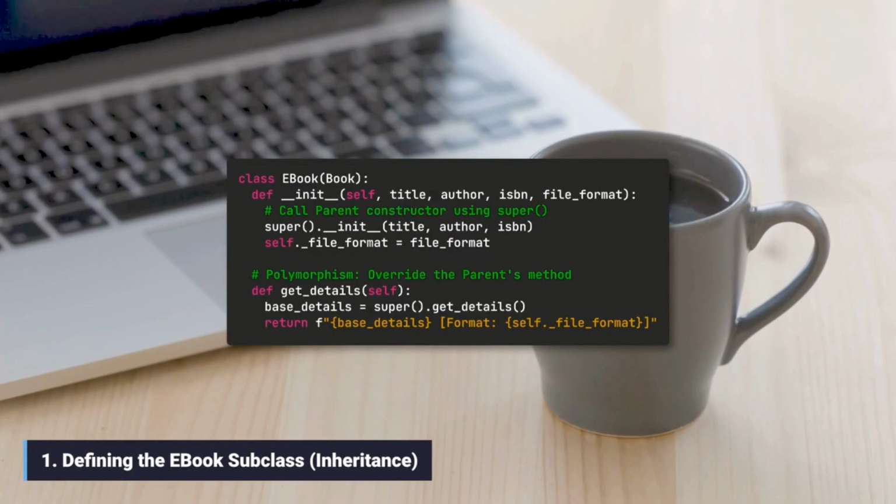1. Defining the ebook subclass. We create the ebook class, which inherits from book. In its constructor, it accepts an extra attribute, file_format. We use super().__init__ to initialize the inherited attributes, title, author, and ISBN. This is inheritance in action. Then we demonstrate polymorphism by overriding the get_details method. We call the parent's implementation using super().get_details and simply append the new, specialized detail.